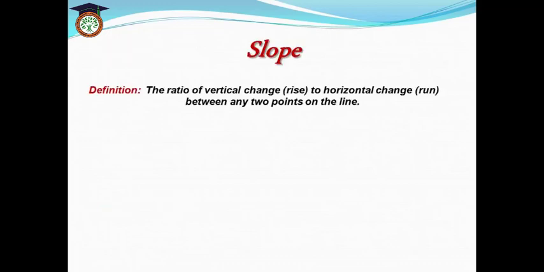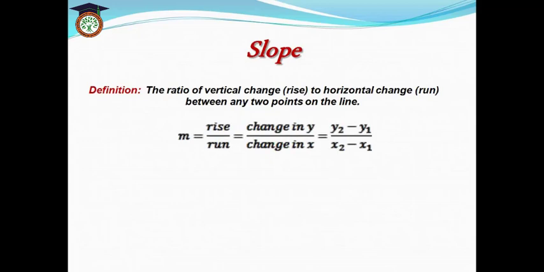Now we are going to remember the third topic in our lesson, which is the slope. The slope is a ratio of a vertical change, which is called the rise, to a horizontal change, which is called the run, between any 2 points on the line. So the slope equals rise over run, or the change in y over change in x. Or we can say (y2 minus y1) over (x2 minus x1).